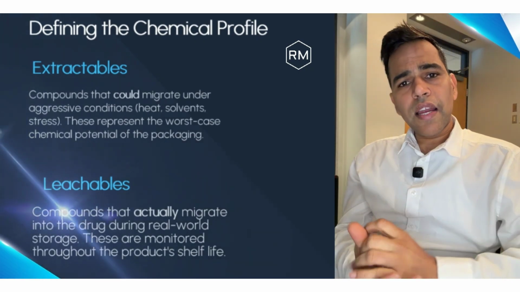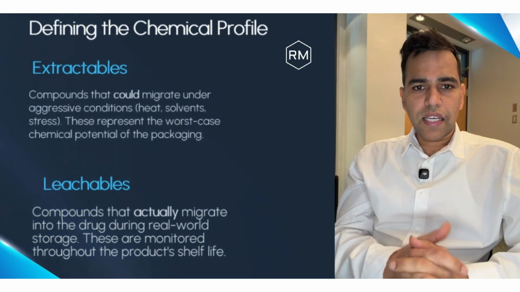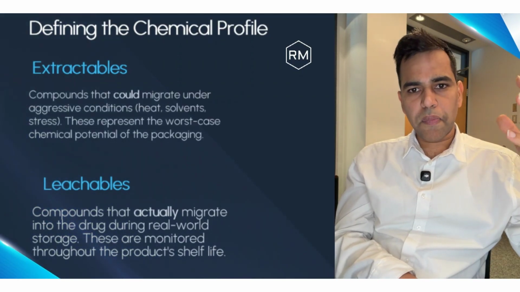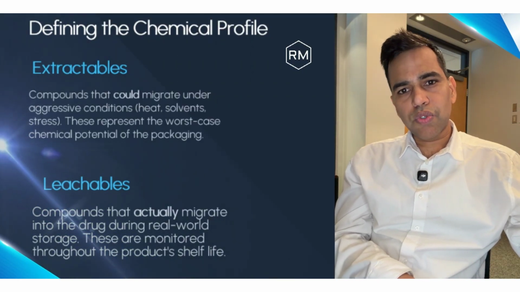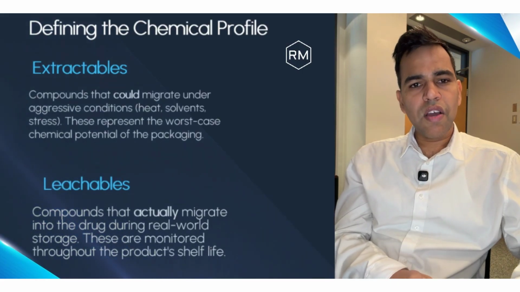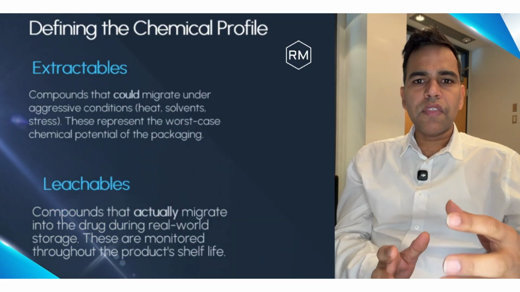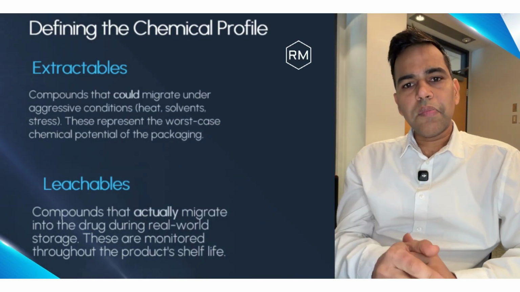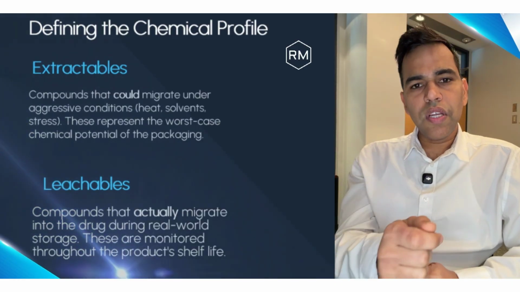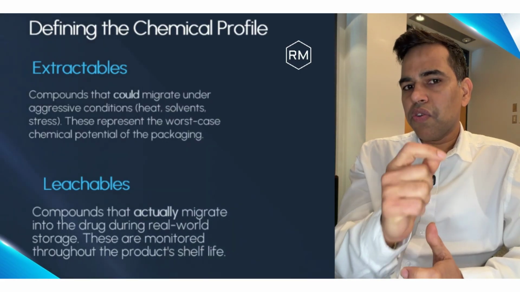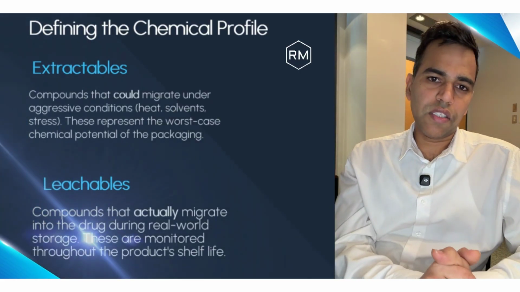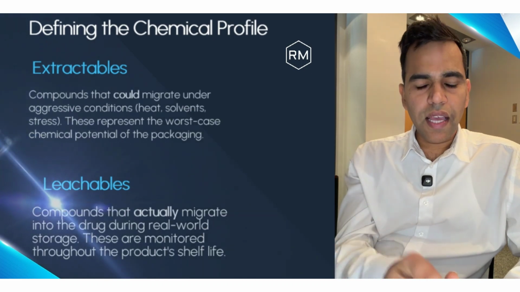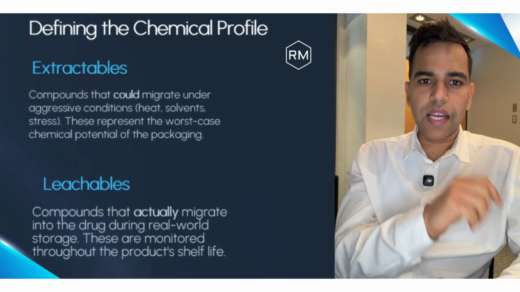To understand E&L, let's break it into two simple ideas. Extractables are compounds that could potentially migrate from packaging materials when exposed to harsh conditions like heat or strong solvents. Think of this as the worst case scenario. On the other side, leachables are compounds that actually migrate into the drug product during real storage conditions. So in short, extractables predict the risk and leachables confirm the reality.